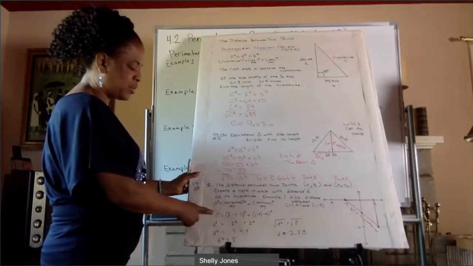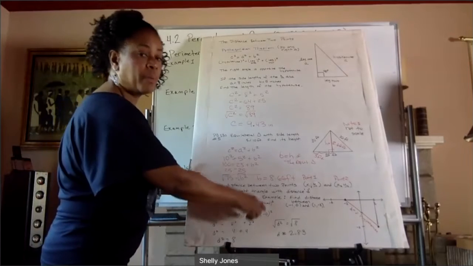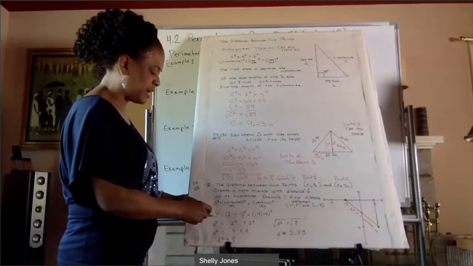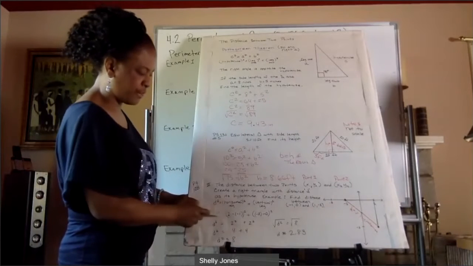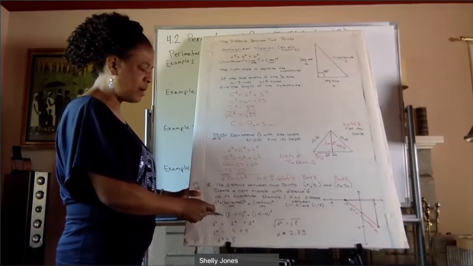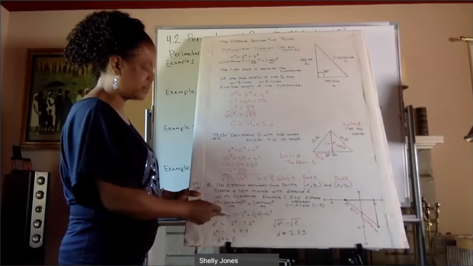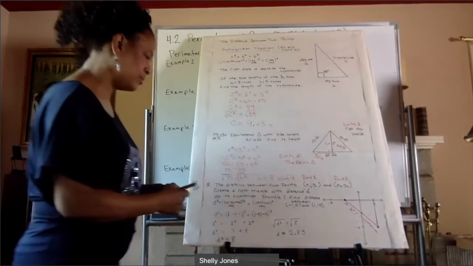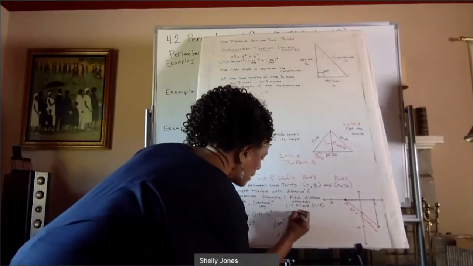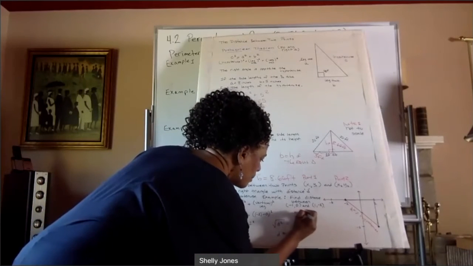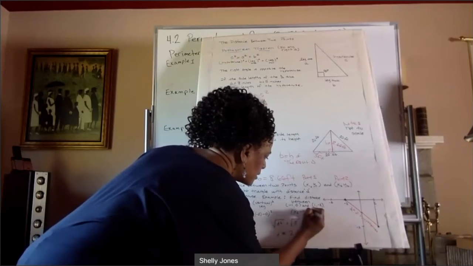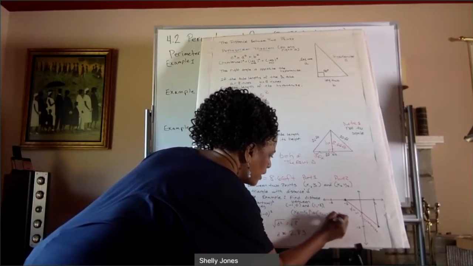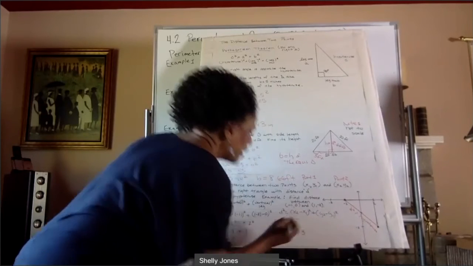So this is my C squared equals A squared plus B squared. But the distance formula says if I have two ordered pairs, I need to say, and I should have written it out first, I need to say x2 minus x1 squared plus y2 minus y1 squared, and that is equal to d squared.